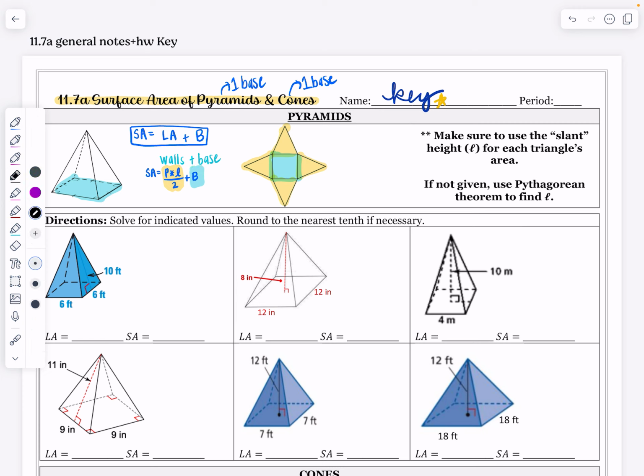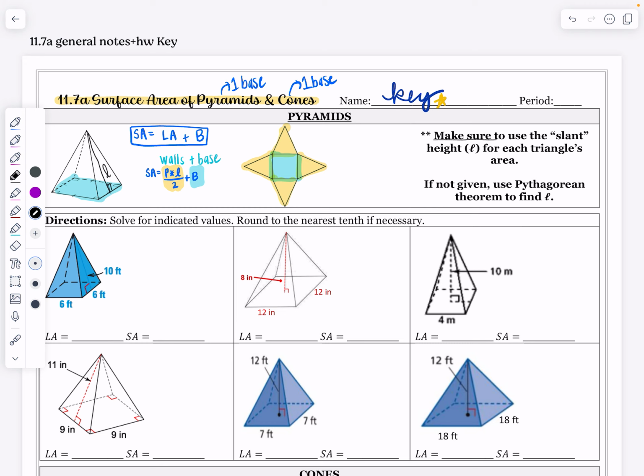It does give us a note over here. It just says make sure to use the slant height, which is L, for each triangle's area, because we're finding the height of those walls. Well, the height of those walls is going to be slanted when you fold it in, and so that is going to be this piece right here. This would be a slant height. It's the height of that wall, and then this would be a slant height as well. So it's going to be slanted when you actually fold it up. So we want our slanted height, P times L divided by 2.